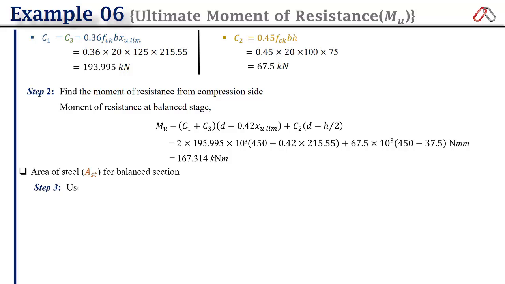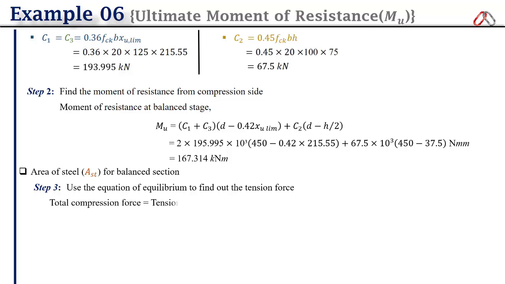Hence the third step here is to use the equation of equilibrium to find out the tension force. Total compression force will be equal to total tension force, that is C1 plus C2 plus C3 is equal to T. When you put all the values of C1, C2, C3, the total tensile force value is 457.49 kilonewton.